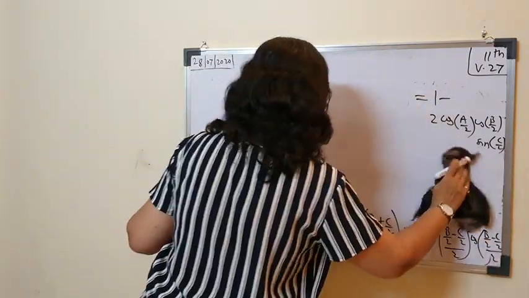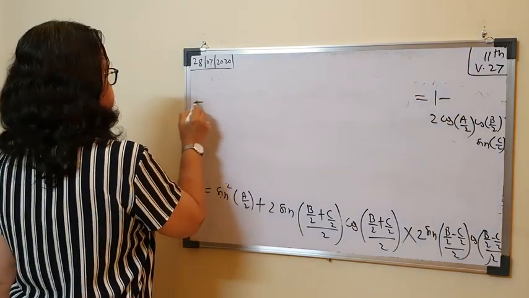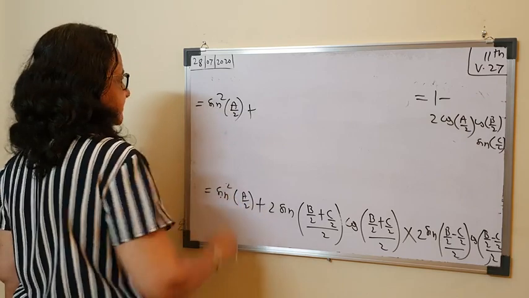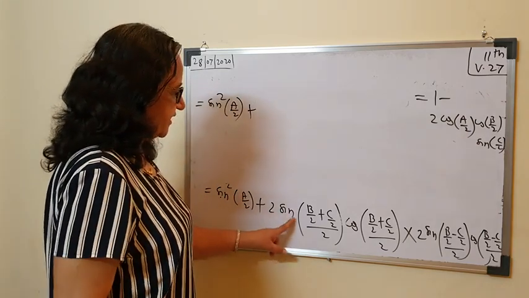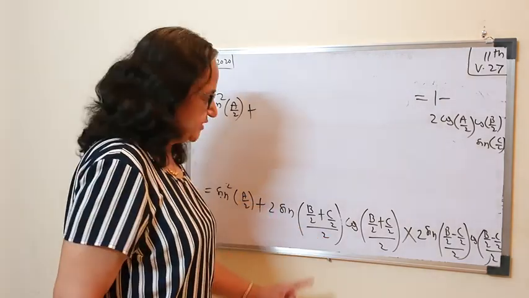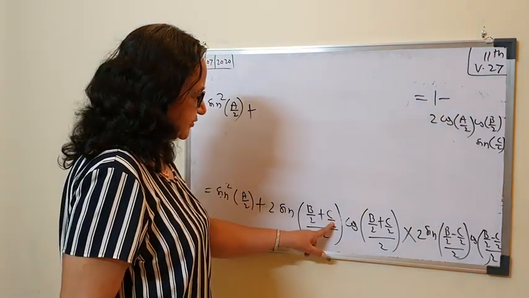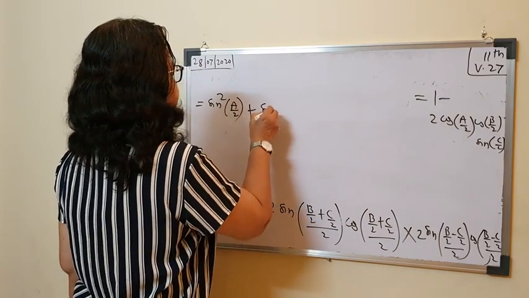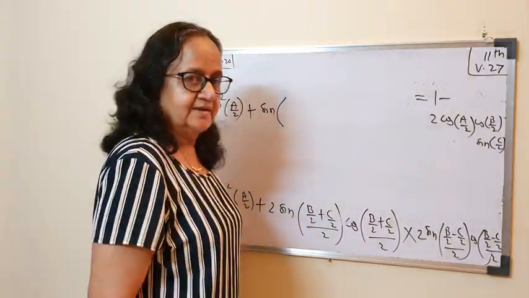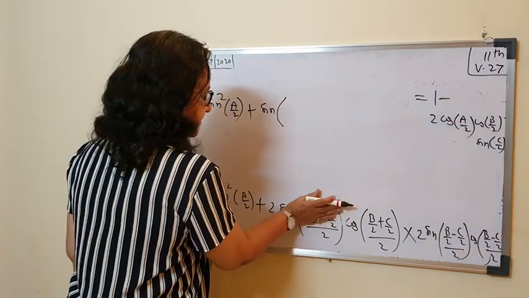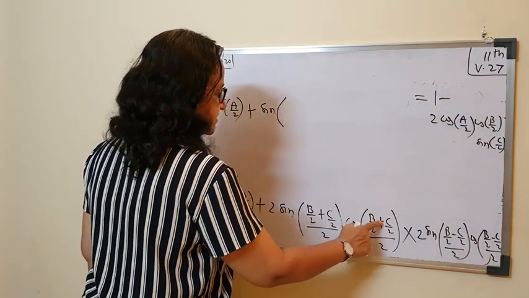So see what you get. First term as it is, sin square A by 2 plus 2 sin theta by 2 cos theta by 2. This is your theta, B by 2 plus C by 2. So 2 sin theta by 2 cos theta by 2 should be sin theta. Correct? So you understand, this is theta upon 2.